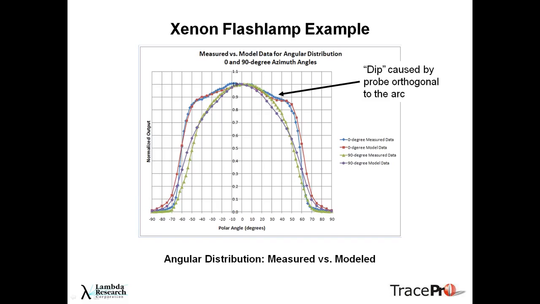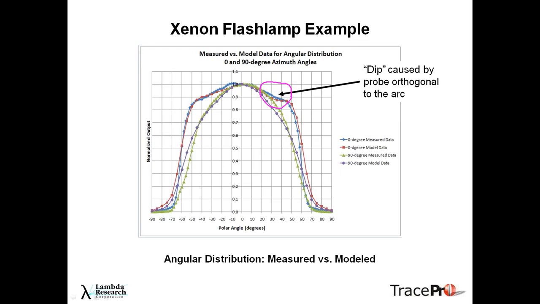One thing I was happy to see is on this side here, the measured is the blue data, and the brownish data with the square is my model data. And I saw a dip on this side, and that dip is caused by that trigger probe sticking into the arc, and it's blocking a small amount of light.